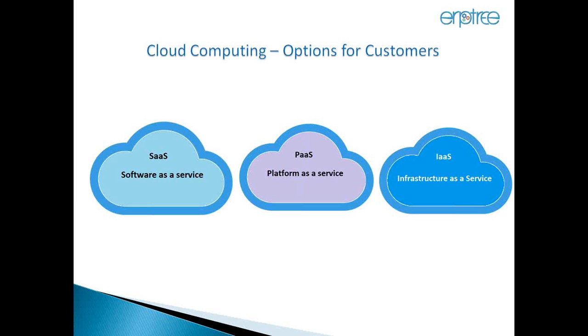We'll see that. Okay, first option is SaaS. SaaS stands for software as a service. The next one is PaaS, platform as a service. The third option is IaaS, as we call it, infrastructure as a service. So how are these three going to be different? We'll see that.